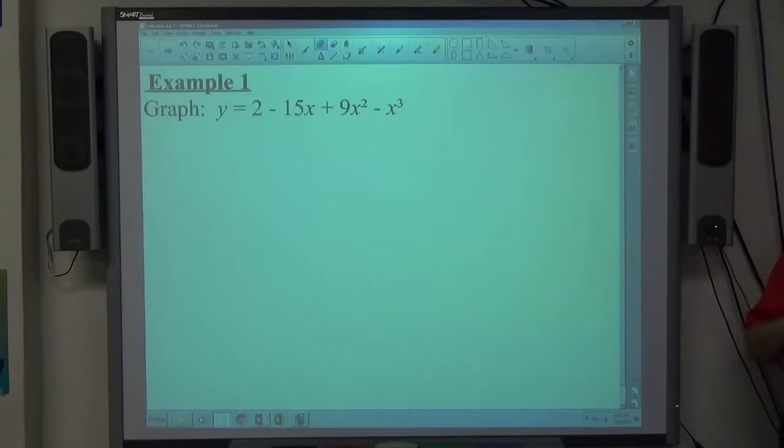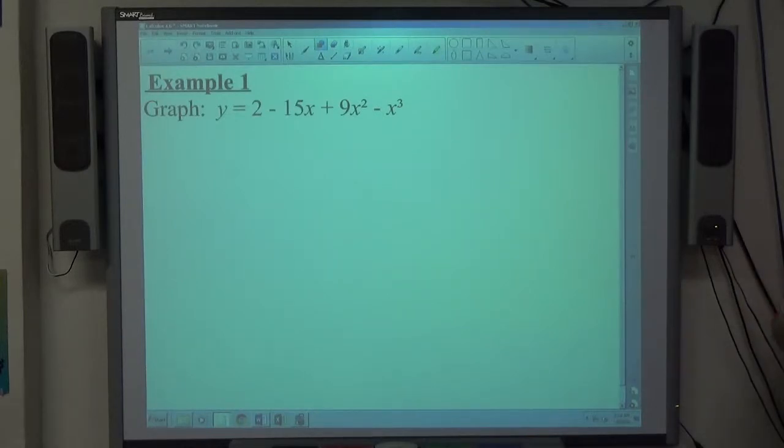If you recall from before Christmas break, we learned about increasing, decreasing intervals. We learned about concavity, inflection points, maximums, minimums, that kind of stuff. We also learned about asymptotes with rational functions. This is a polynomial, so we won't have any asymptotes in this one. But all those things are going to be used in this section.